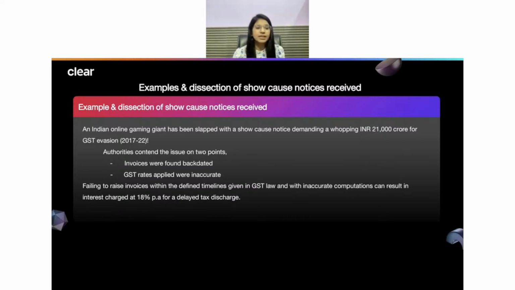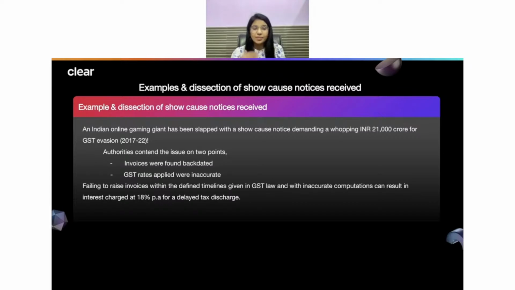And one simple example could be, if you remember, there was an Indian online gaming case where there was a notice, a demand which has been issued for around 21,000 crore for this GST evasion. I am not taking the name of that company, but you would know for this particular thing there was a 21,000 crore demand. And what they were asking was that the invoices which they have issued were backdated, and the GST rate which they have applied was inaccurate, right? For that they had raised this demand.